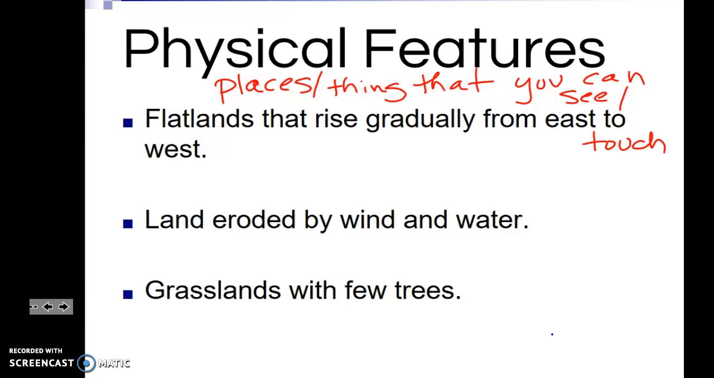And another physical feature of the Great Plains, as I said earlier, grasslands with few trees. So you can drive for miles and miles out on the Great Plains and not see any trees. A lot of the roads out there don't have turns and curves like we do because we have mountains and they don't have mountains out there in the Great Plains. So those are the physical features of the Great Plains.